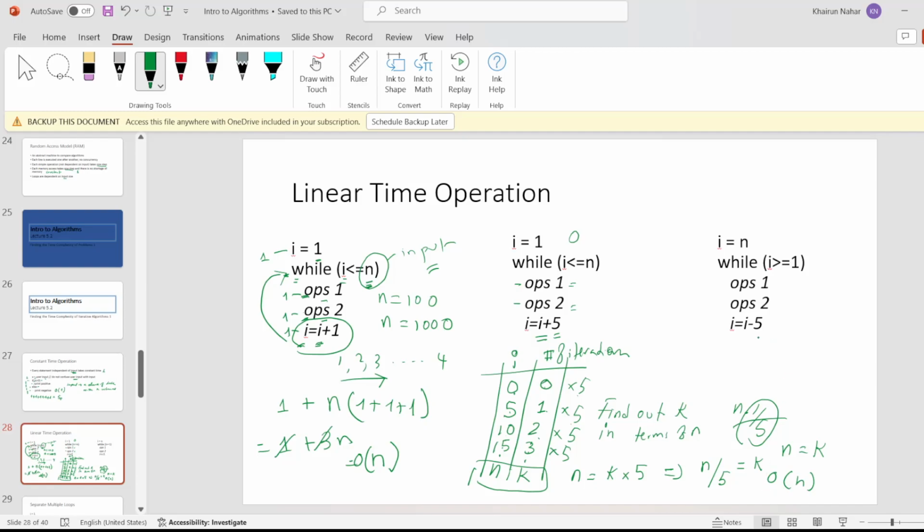Now let us look at this one. This is very much like this, where I starts from n, and at every step I is decreasing by 5. The solution of this code is exactly like this one. Okay.